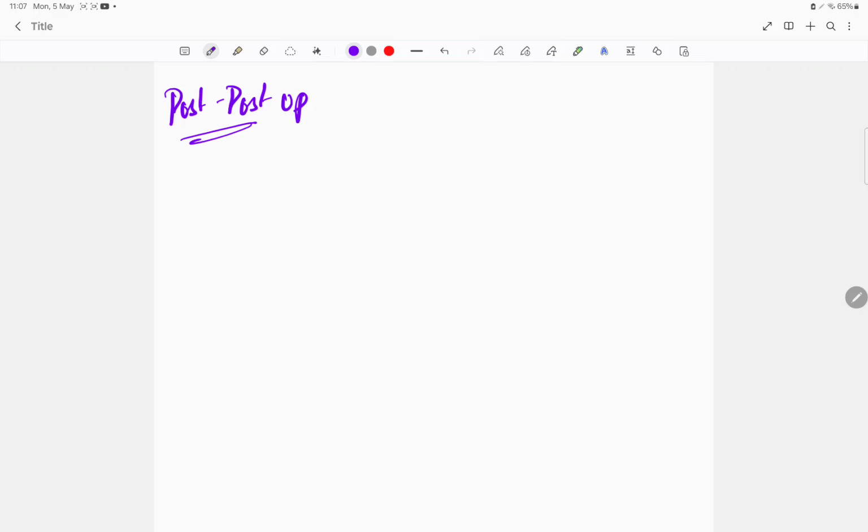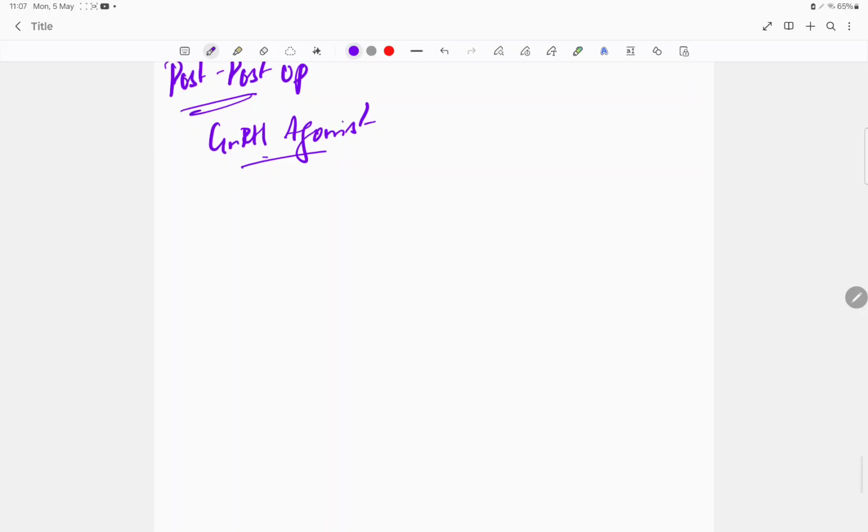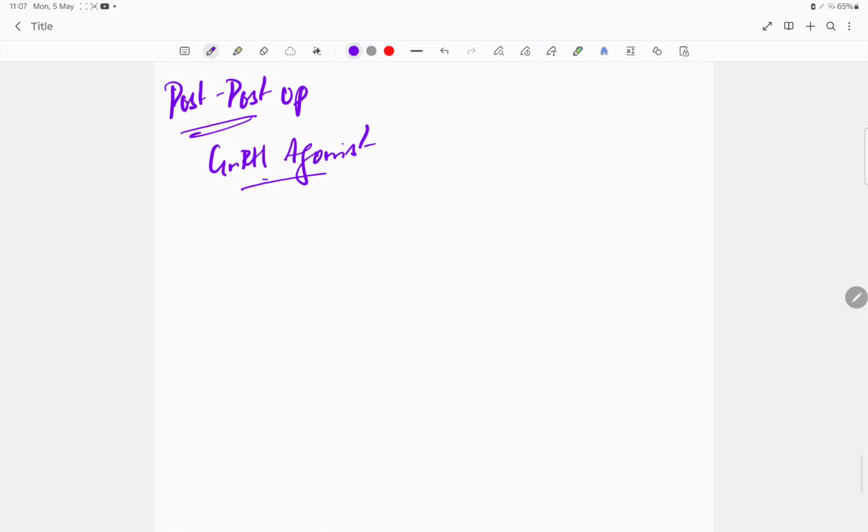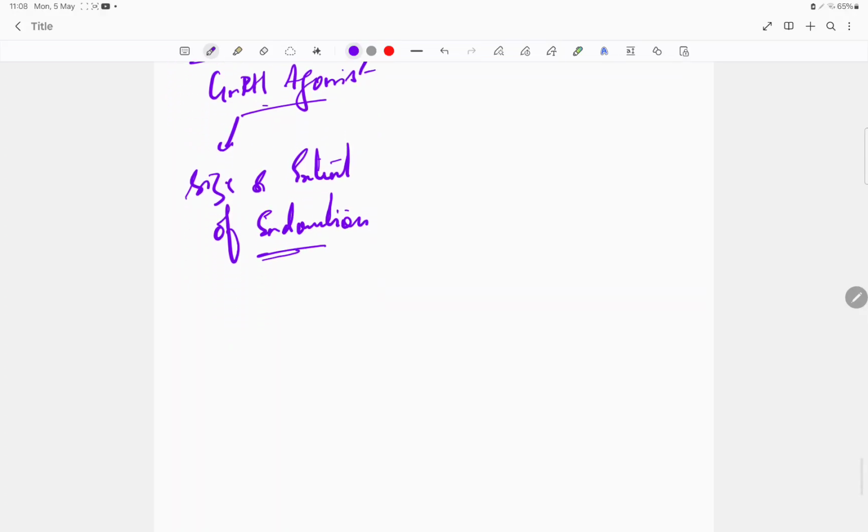We give GnRH agonist. I told you, GnRH agonist. What are the agonists? Goserelin, buserelin, nafarelin, leuprolide, everything you can use for this surgery. That means before surgery, it will reduce the size and the extent of endometriosis. So now the surgery becomes easy.